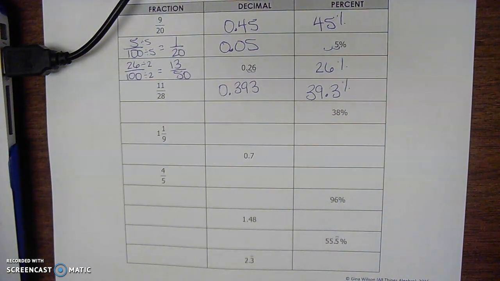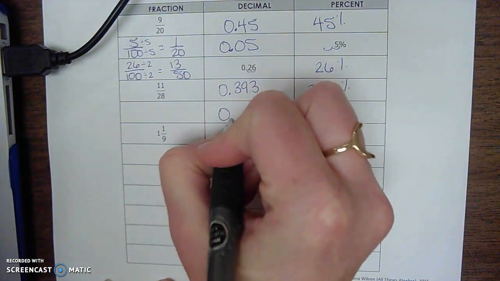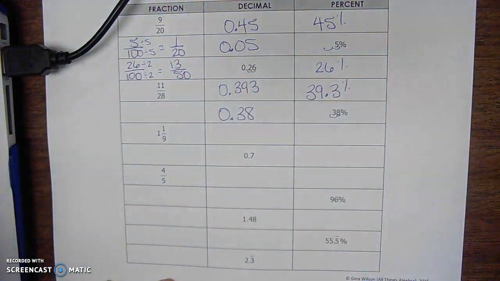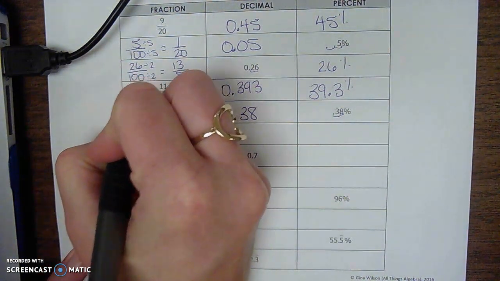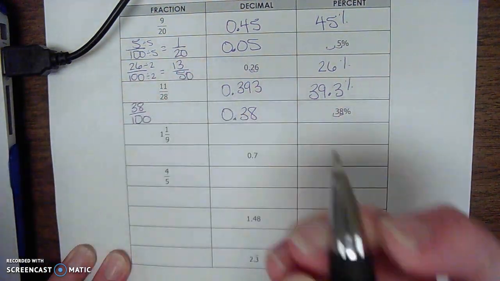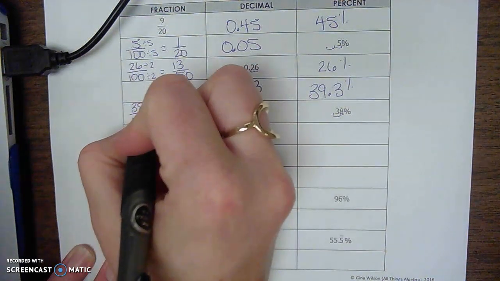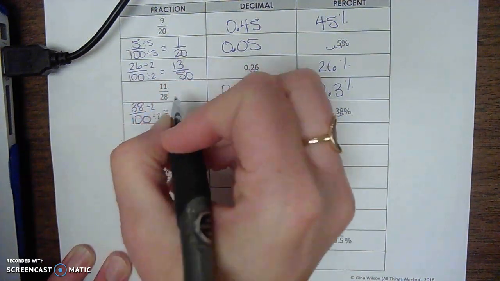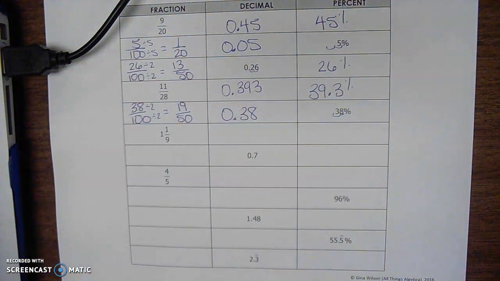This next one, 38%. So we start here and move it left twice, 0.38. For the fraction, 38 out of 100. 2 is what goes into both of those. 38 divided by 2 is 19. 100 divided by 2 is 50. So 19 out of 50.